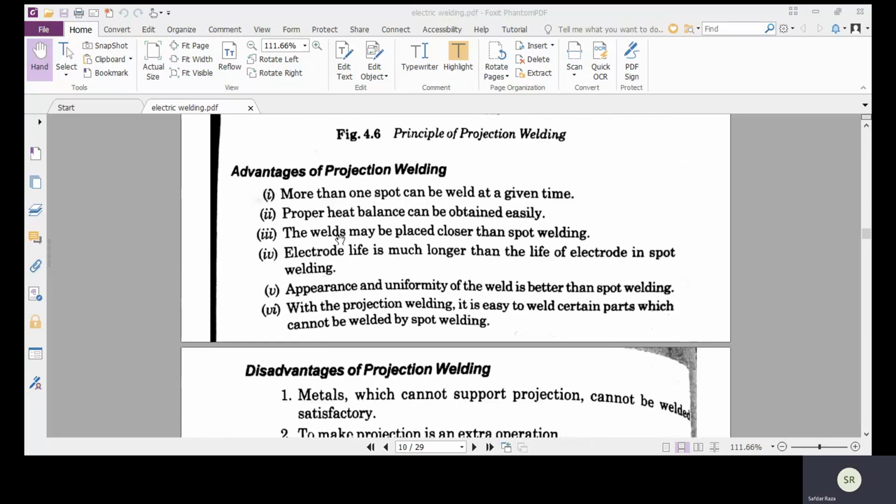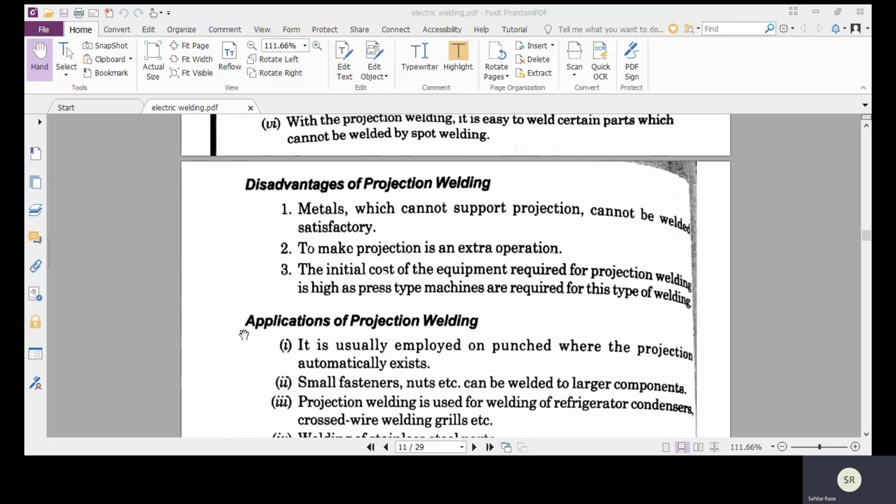So what are the advantages of projection welding? More than one spot can be welded at a given time. Proper heat balance can be obtained easily. The welds may be placed closer than in spot welding. Electrode life is much longer than the life of the electrode in spot welding. Appearance and uniformity of the weld is better than spot welding. With projection welding, it is easy to weld certain parts which cannot be welded by spot welding.